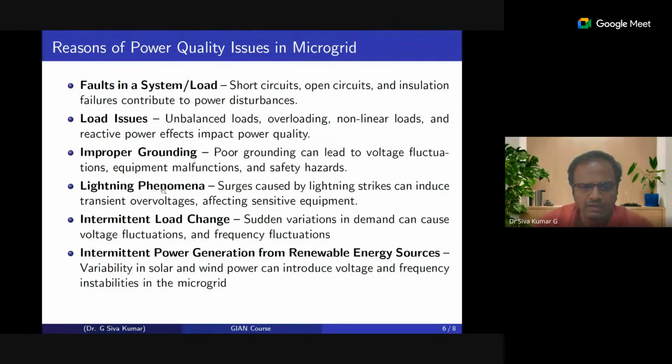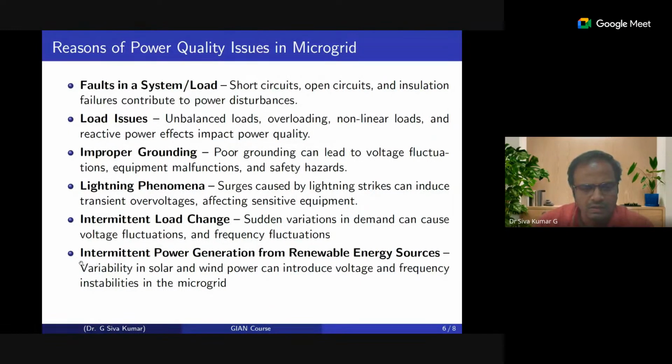And yeah, the lightning phenomena, which is going to create transient overvoltages also. And next is the intermittent load changes, which will cause voltage fluctuations and even frequency fluctuations also. But anyway, the frequency fluctuations are not as significant with respect to the intermittent loads. Whenever you have a high impact of the load, then you are going to have frequency fluctuations.